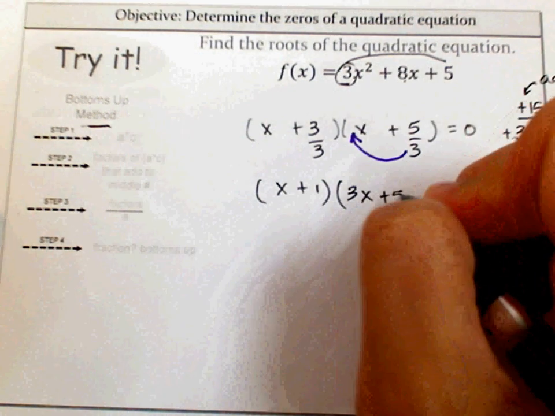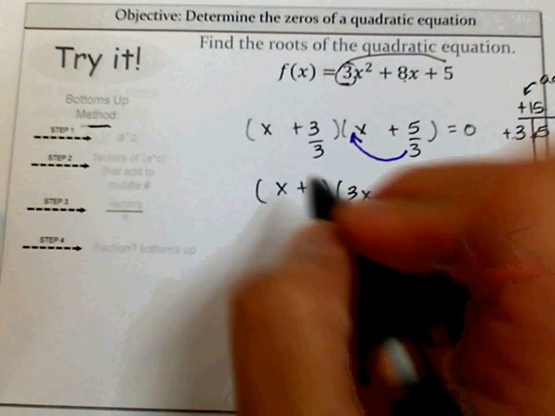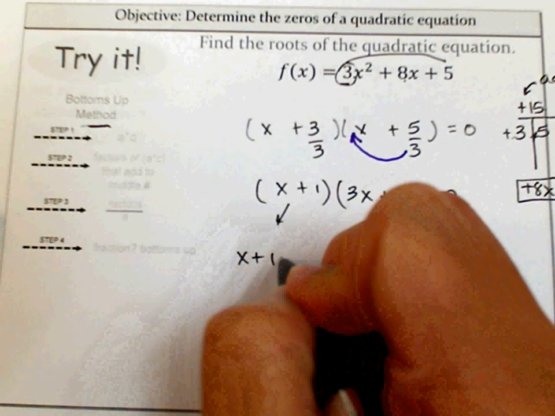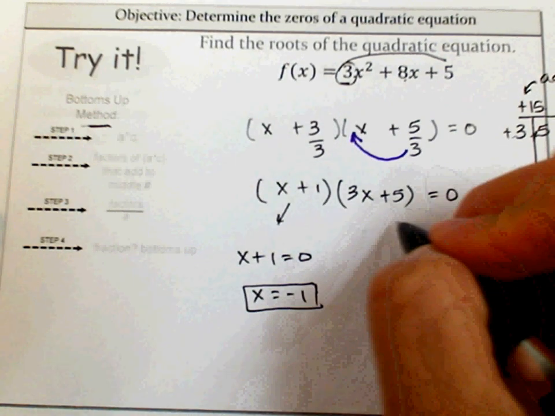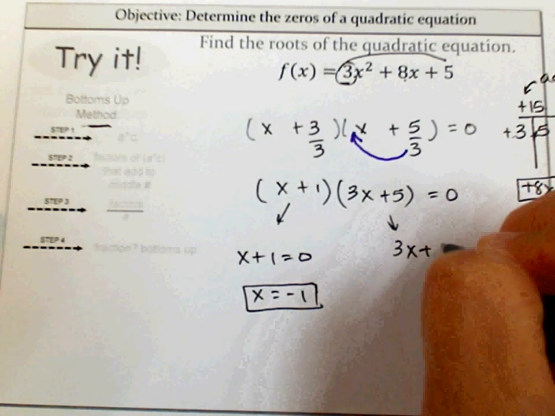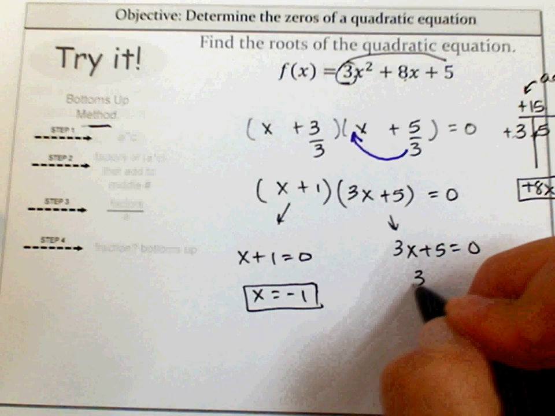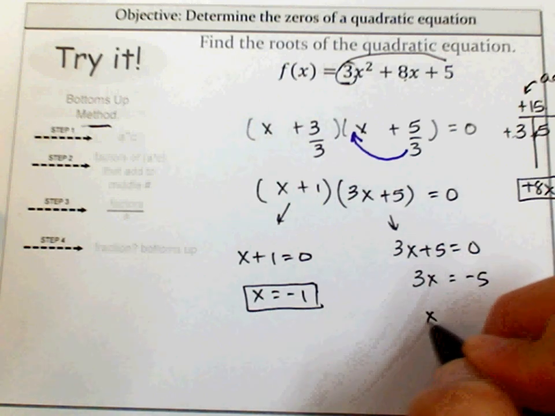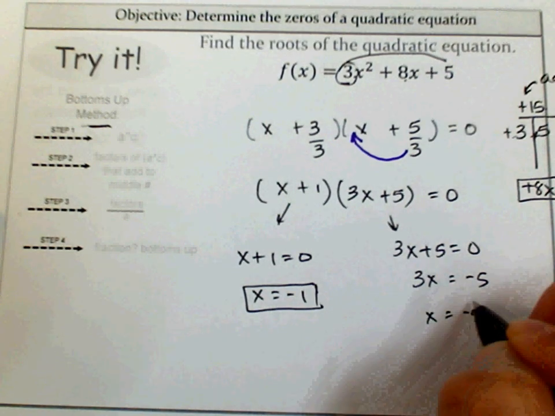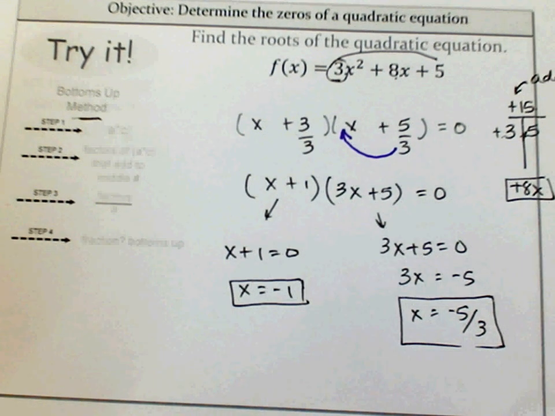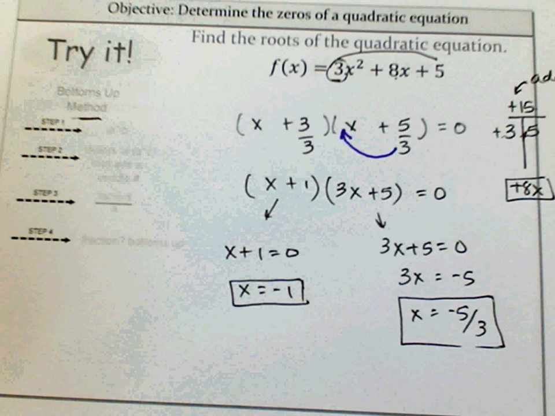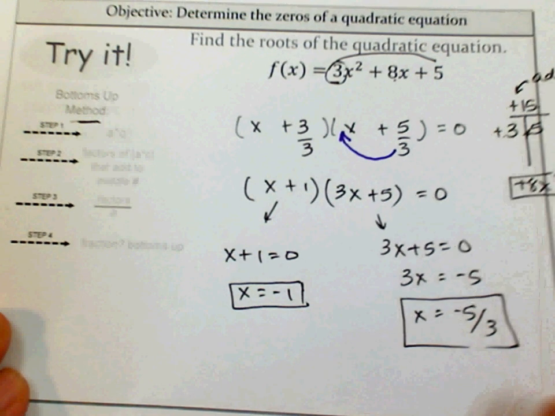Set that equal to 0. Set this one equal to 0. X is equal to negative 1. Set this one equal to 0. Subtract 5. Divide by 3. So how many x-intercept is it going to have? 2 x-intercept. Just like that. Okay? All right. Next one. Here we go.